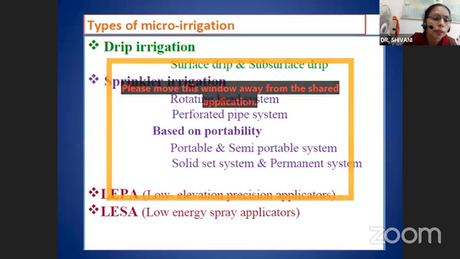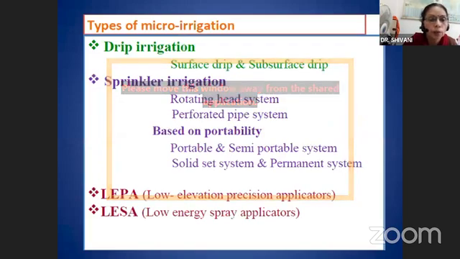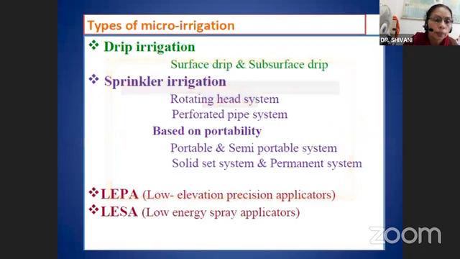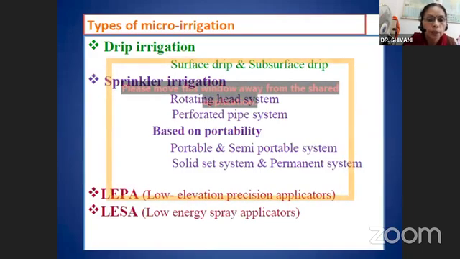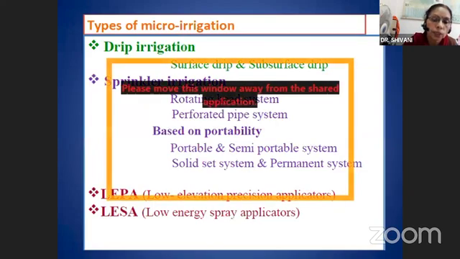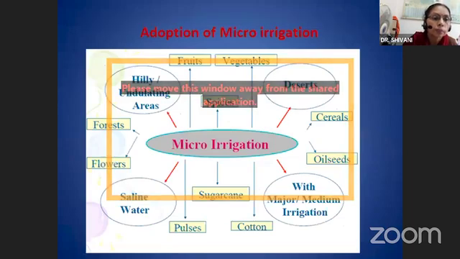Then the second micro irrigation is sprinkler irrigation. This may be a rotating head system or a perforated pipe system. Then based on portability, we can classify them as portable and semi-portable systems. Then another one is solid set system and permanent system. The third micro irrigation is LEPA, that means low elevation precision applicator. And the fourth one is LESA, that is low energy spray applicator. All these are micro irrigations.